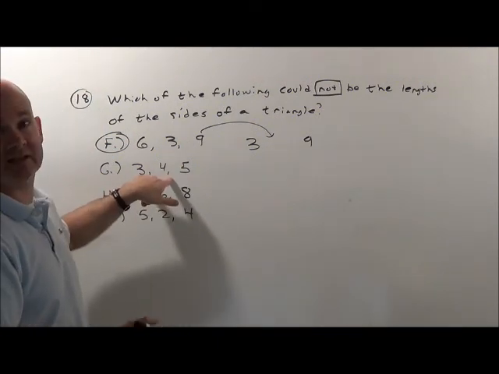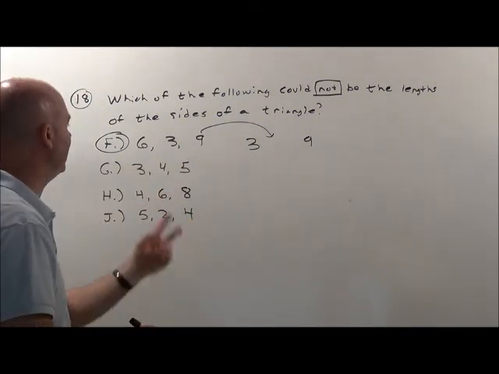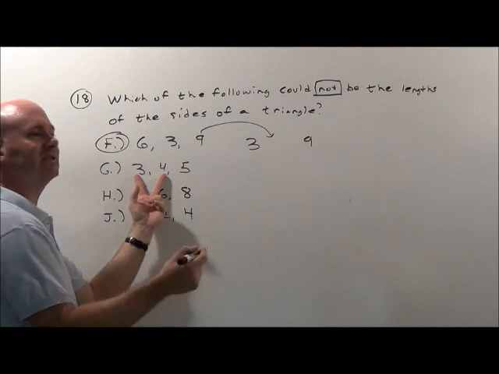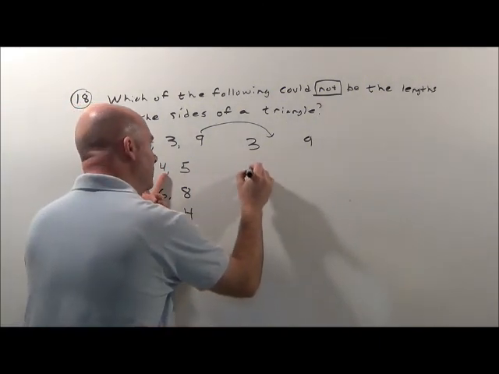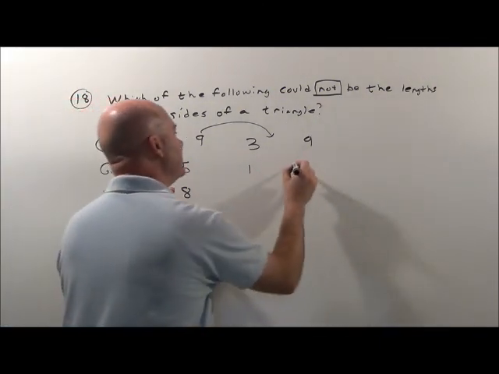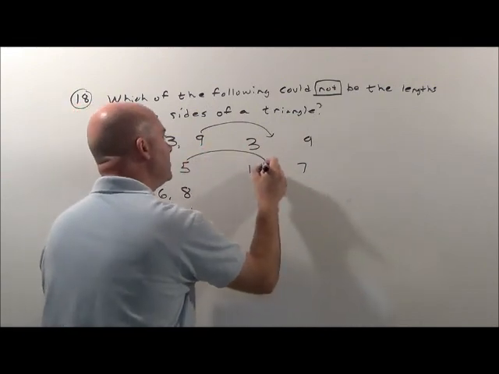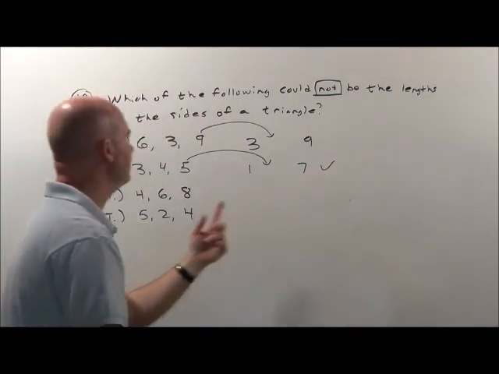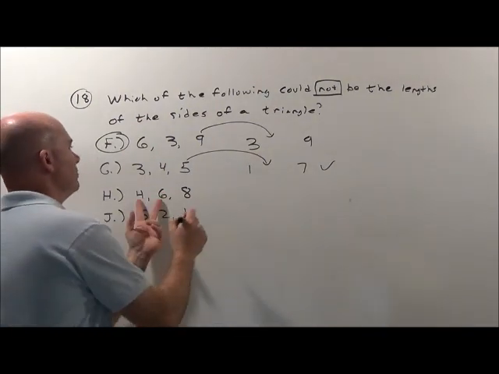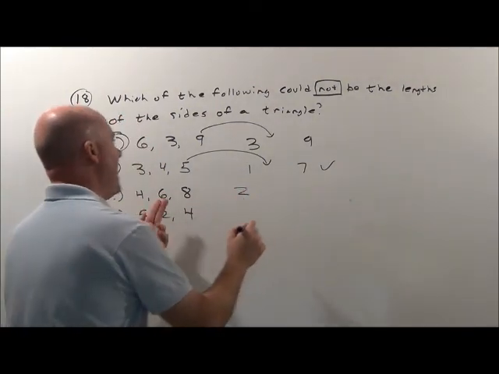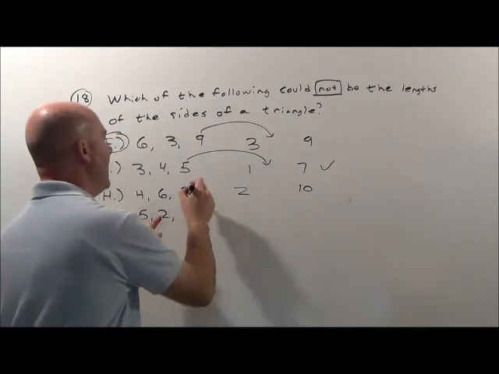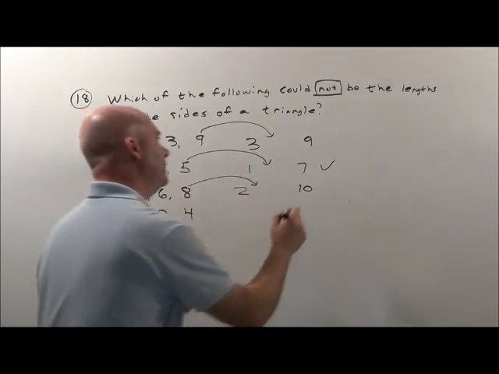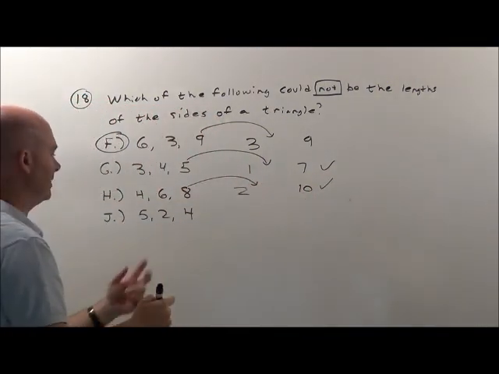Let's double check these guys here just to make sure we didn't make a mistake. I take 3 and 4. If I subtract them, I get 1. If I add them, I get 7. Does 5 fit between there? Yeah, 5 fits between there. That's a pathetic check mark. 4 and 6. Subtract them, 2. Add them, 10. Does 8 fit in between 2 and 10? You better believe it. A little bit better, check mark.